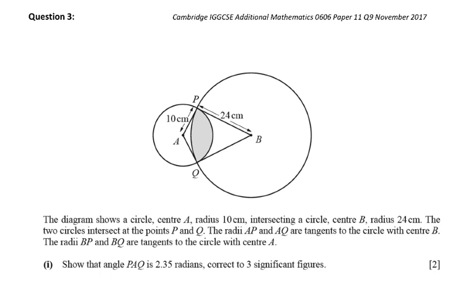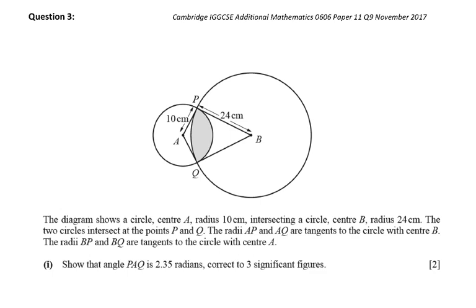Hi everyone, as promised, we are going to solve question number 3, which is picked from November 2017, paper 11. This is question 9. So the diagram shows a circle, center A, radius 10 cm, intersecting a circle, center B, radius 24. So these two circles intersect at point P and Q.